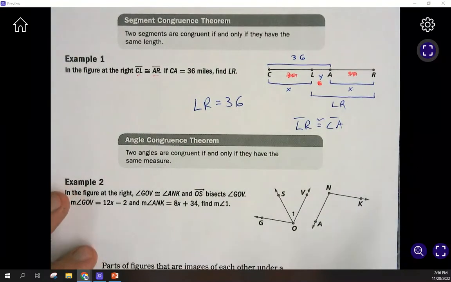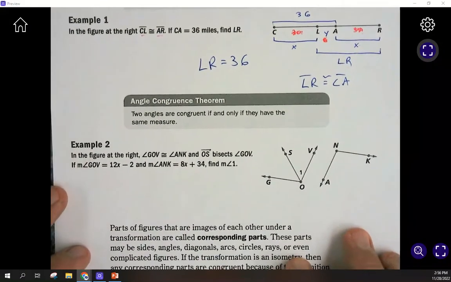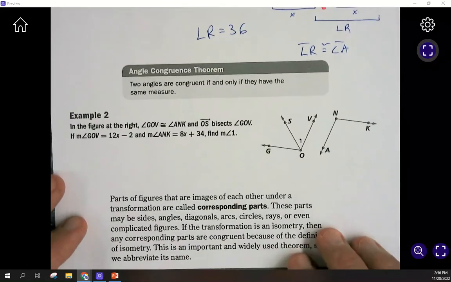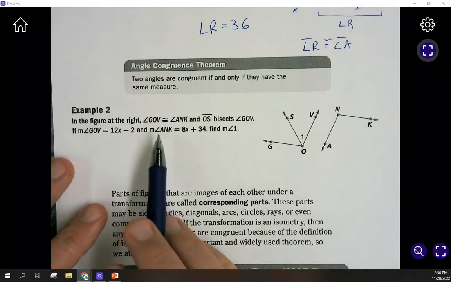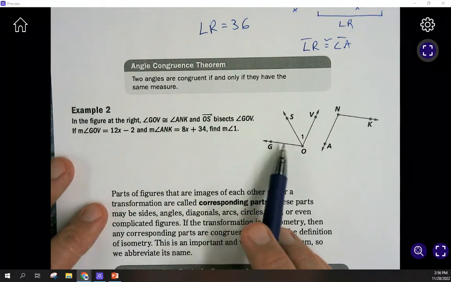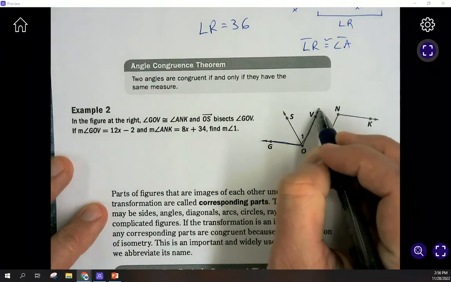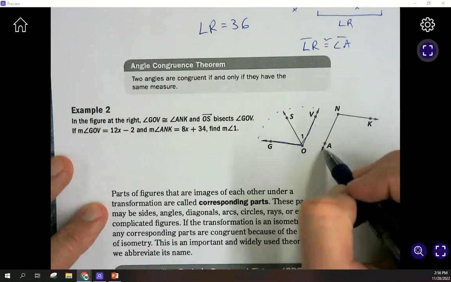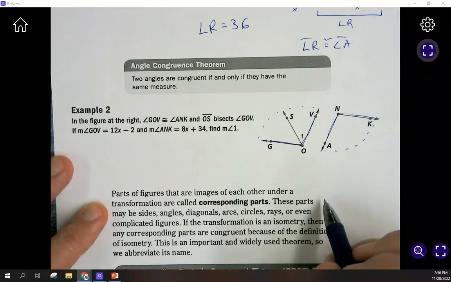Angle congruence is the same thing. Two angles are congruent if and only if they have the same measure. Okay, so we would say that any two angles that are congruent have the exact same angle measure. So example number 2 here, the figure at the right, GOV, that's this whole big angle, which would be all of this space here. It's congruent to ANK, all of this right here.